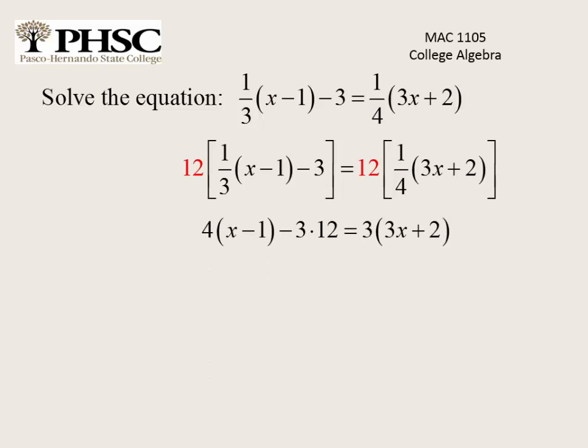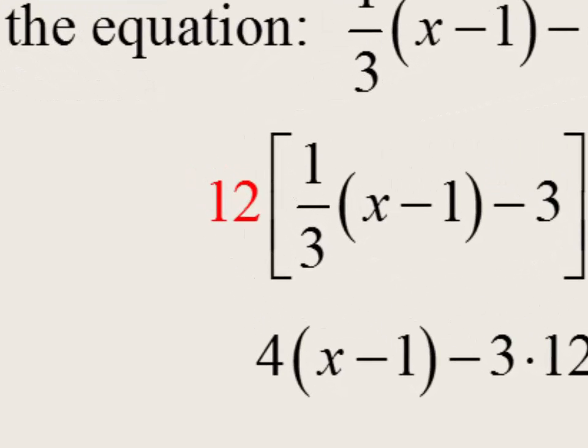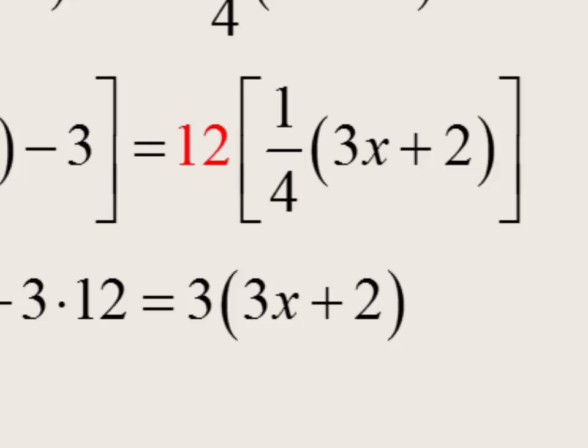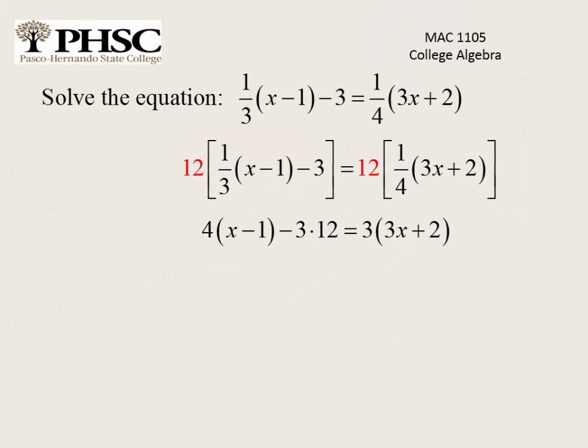Now we see that we end up with a 4. How do we get a 4? If I do 12 times 1/3, I do 12 times 1, which is 12, divided by 3, and that gives me the 4. On the other side, I get 12 times 1/4, so 12 times 1 is 12, 12 divided by 4 is 3, so that's how I end up with the 3 in front of the parentheses of 3x plus 2. So now I have an equation that I've seen many times before. This is just a simple linear equation.